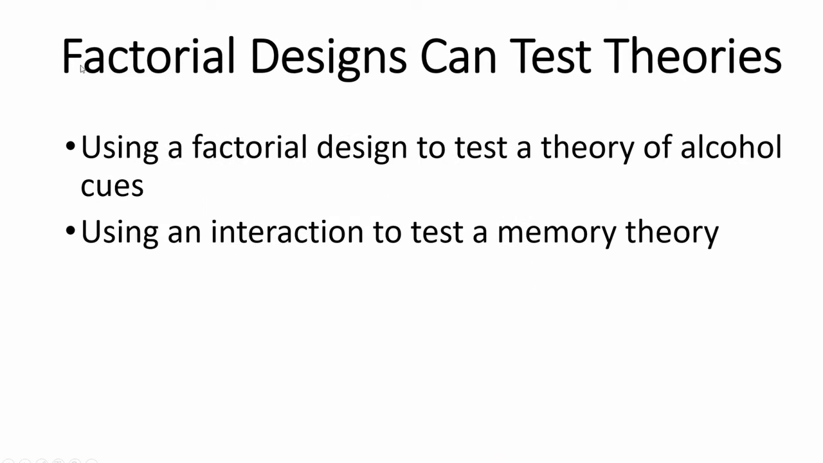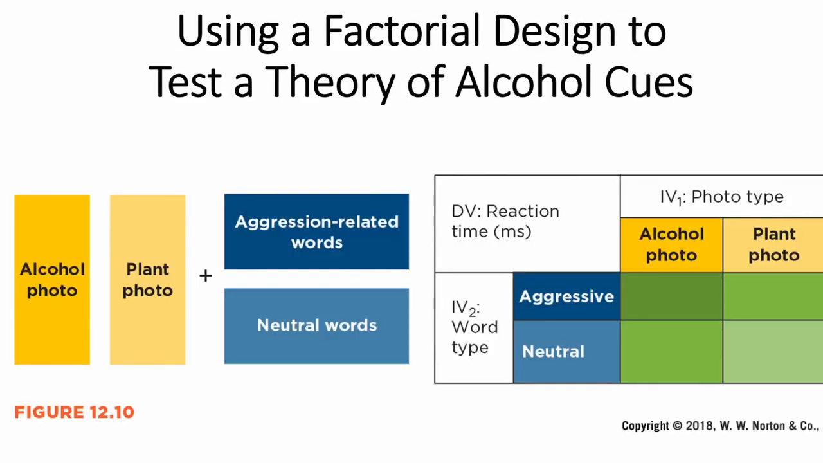For our next slide, we can talk about the fact that factorial designs can also be used to test theories. Using a factorial design, we can look at the example of testing that theory of alcohol cues. And we're also going to talk about another example of using an interaction to test a memory theory. So we want to see what happens when we're trying to test specific theories. Let's look at the first of these examples.